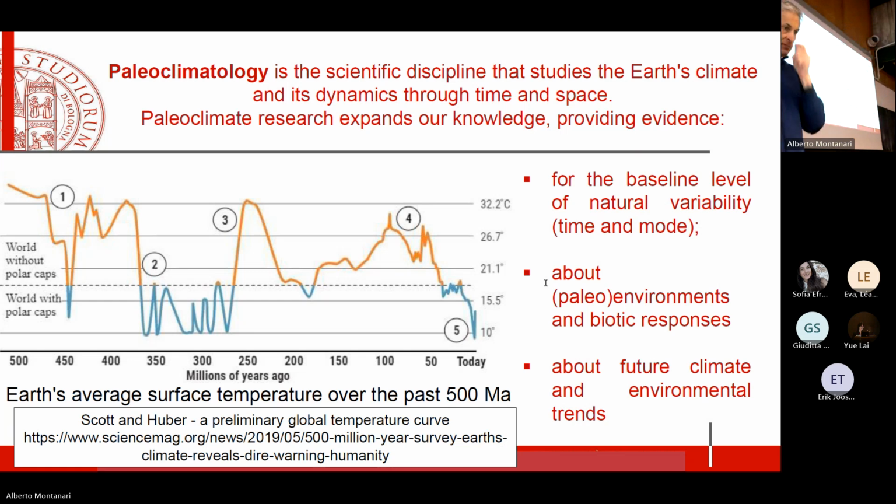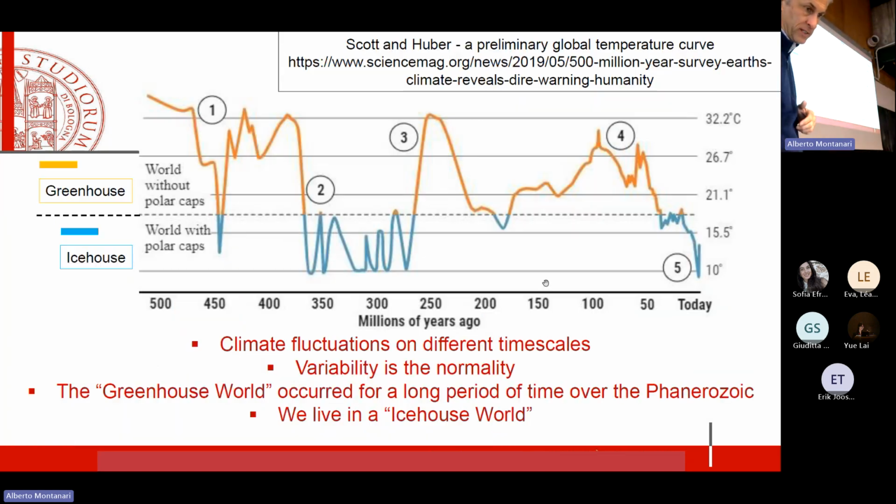In this figure, several key points are marked. Let's try to explore some more of these key points. So greenhouse, icehouse, the two different periods. Once again, the difference is polar caps or not: a world with polar caps, a world without polar caps. And first, what we observe is that variability is the normality.